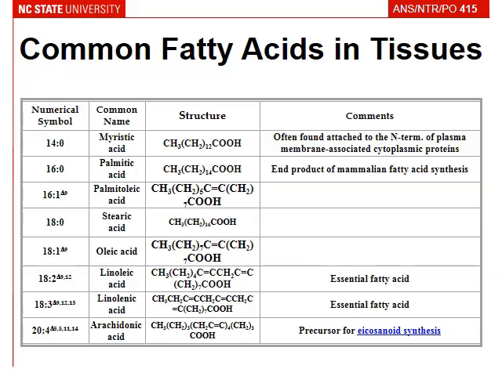Here's a list of the fatty acids commonly found in tissues. We have myristic acid, which is found attached to the N-terminus of plasma membrane-associated cytoplasmic proteins. Palmitic acid is the most common end product of fatty acid synthesis. So as soon as we get 16 carbons on our chain, we stop. The majority of the fats that we make is palmitic acid. And then we have our essential ones: linoleic, linolenic, and arachidonic.